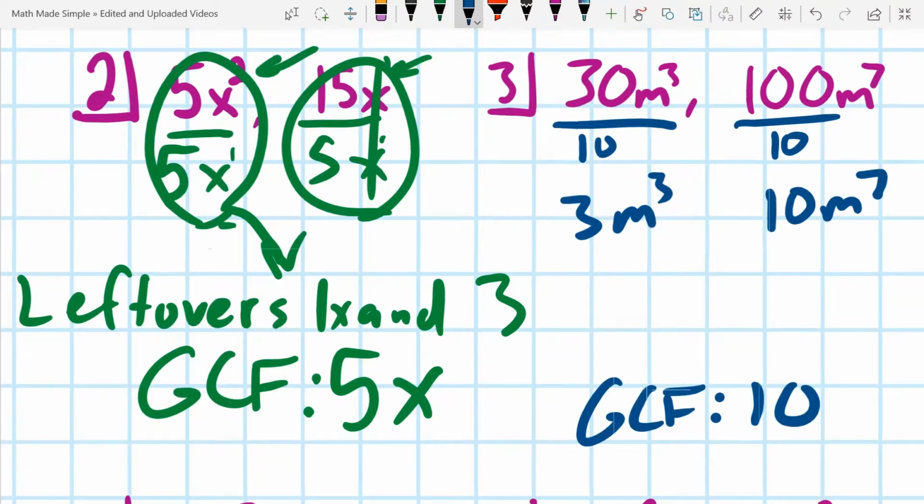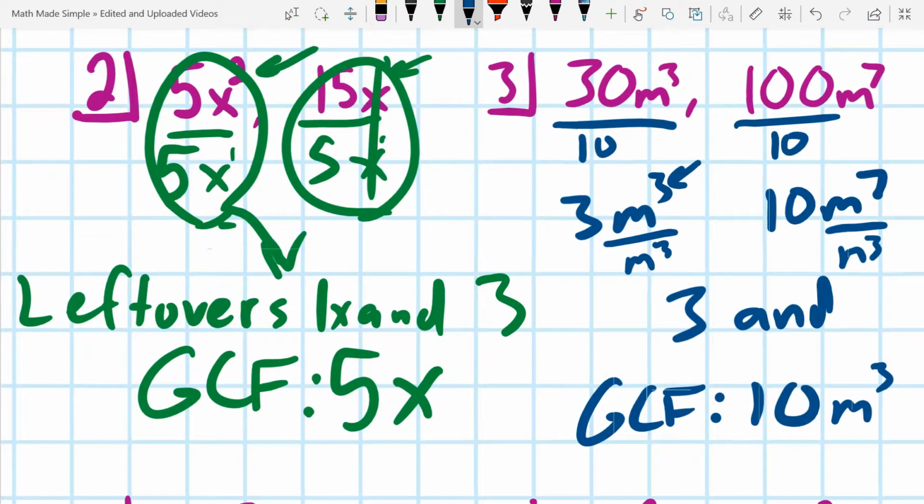But we notice that we can also take out some of the m to the 7 and the m to the 3. We can take some m's out. We can't take 5 out or 7 out because we've only got 3 in this one. So just to be fair, we can only take the same amount from each one. So we can take out an m to the 3. What's that going to leave if we take an m to the 3 out of both of them? Our leftovers are going to be 3 and 10m to the 4th.